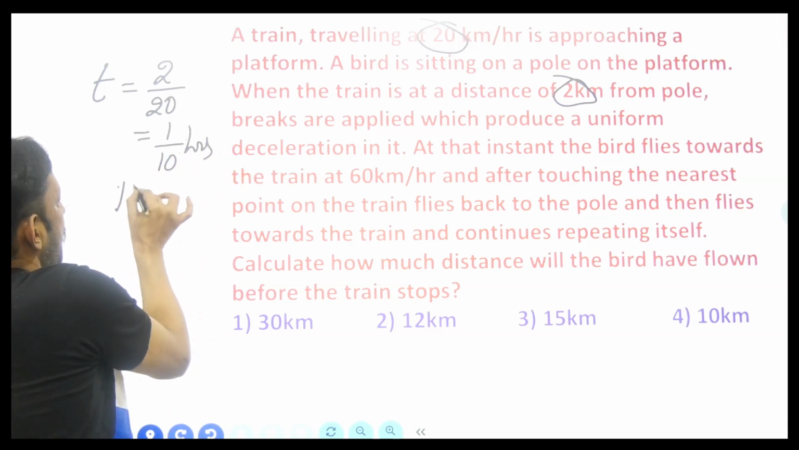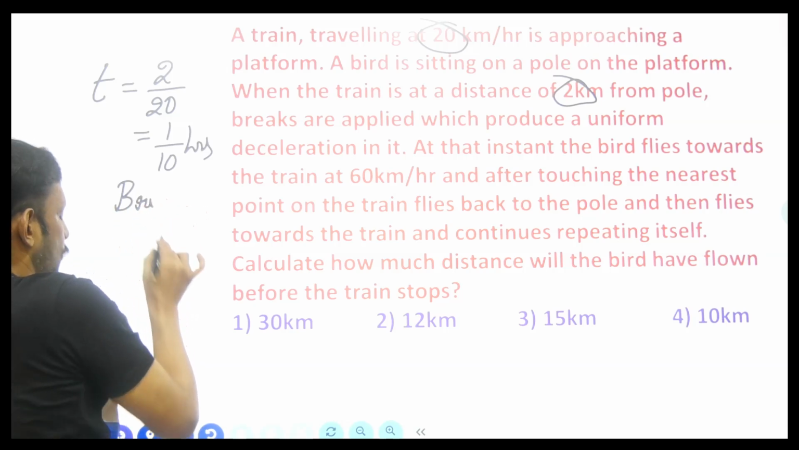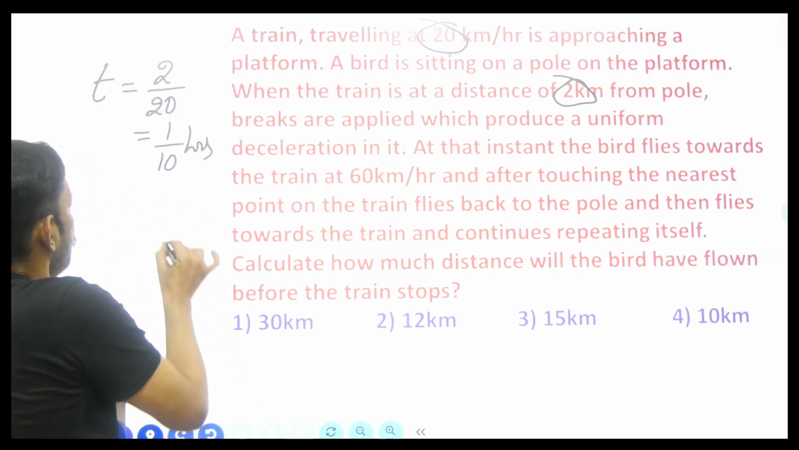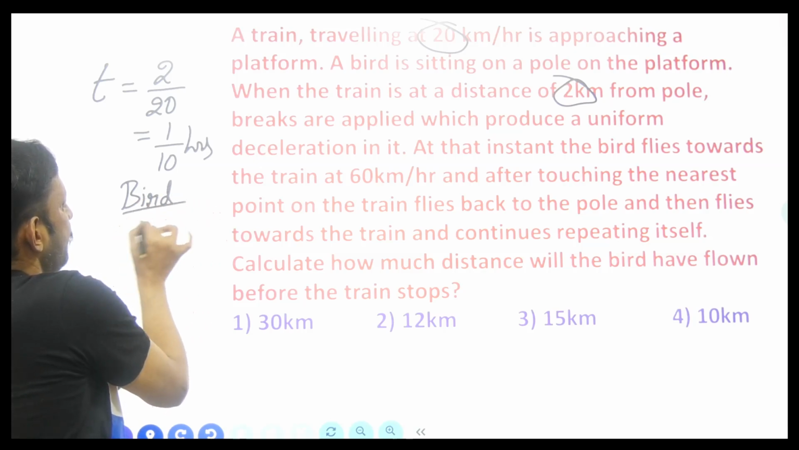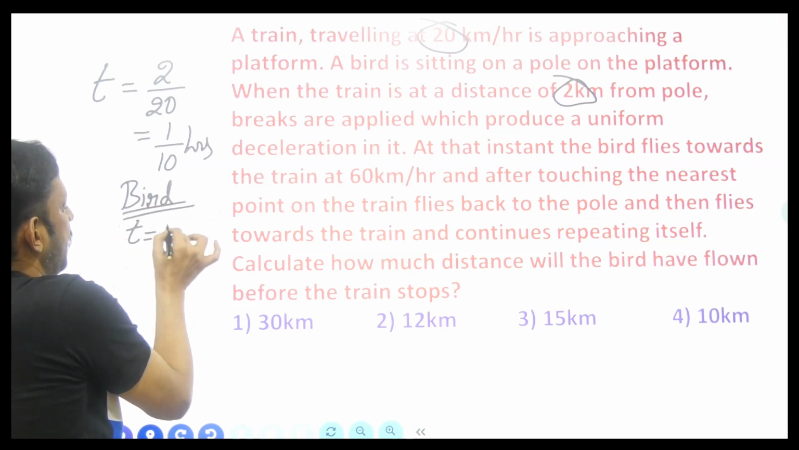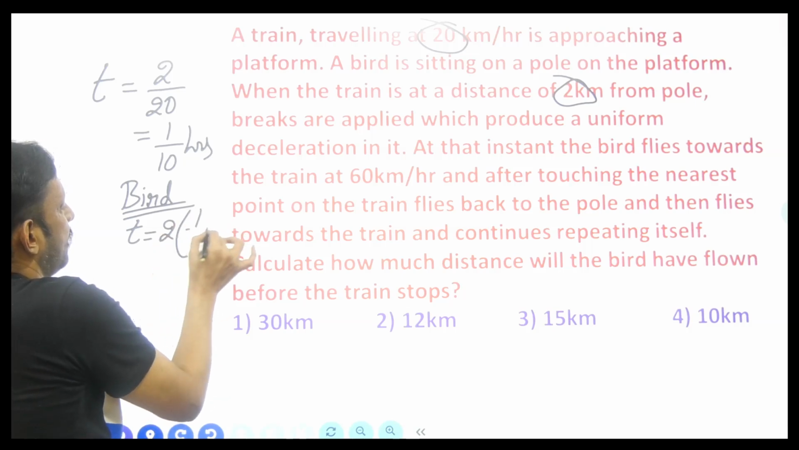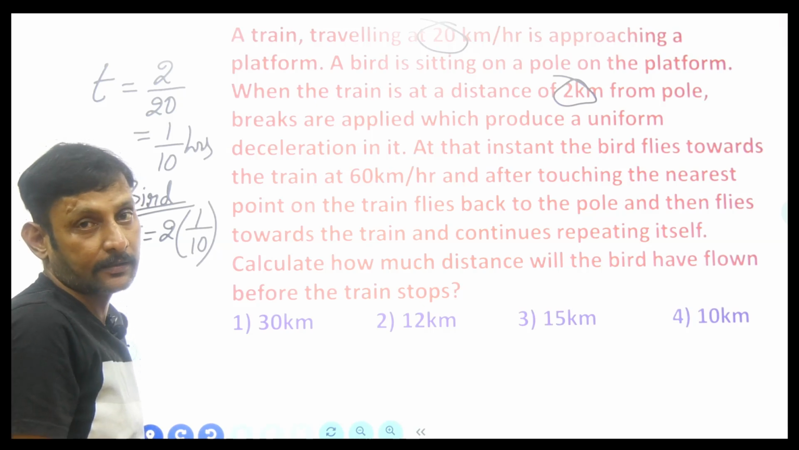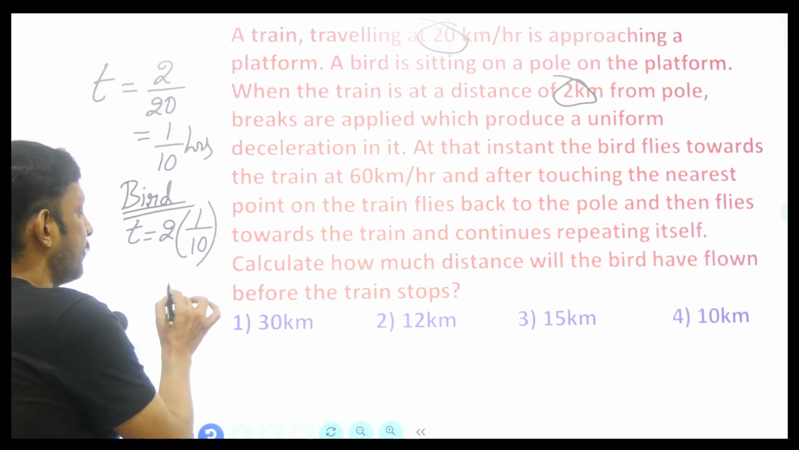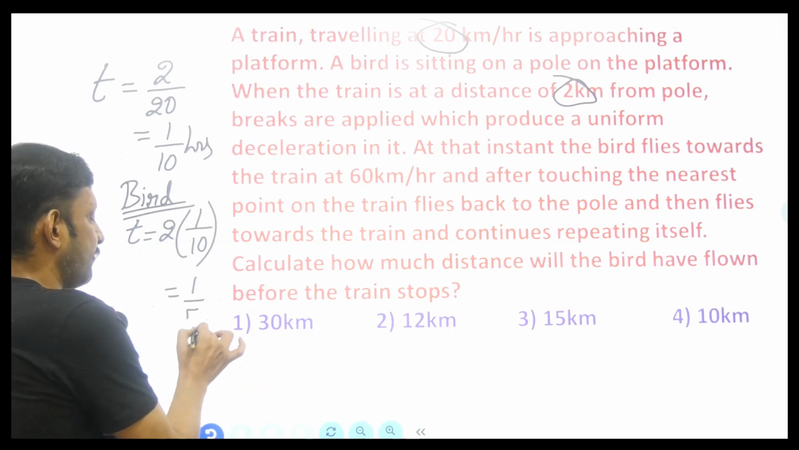But the bird is flying to and fro. When the bird is flying to and fro, the time period of the bird you have to take is twice of 1 by 10. Simple logic, you have to take it as twice of 1 by 10. What is twice of 1 by 10? Nothing but 1 by 5 hours.